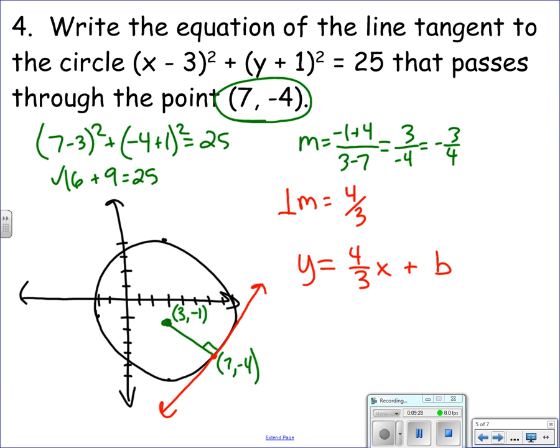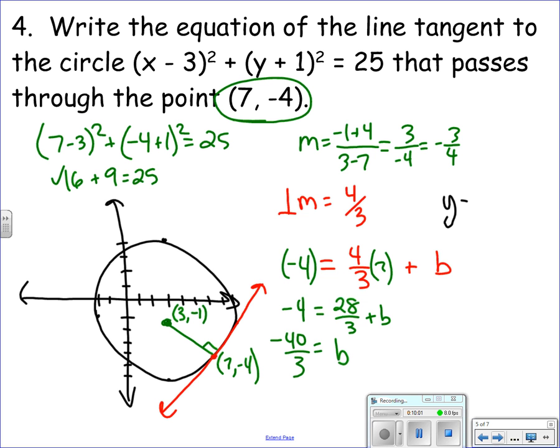Now what is x and y? That's why I drew the picture. What point are they going through? They're going through the point (7, -4). So plug that in. 7 for x, -4 for y. So I have -4 equals 28/3 plus b. When I subtract, b ends up being -40/3. So then I need to write the equation. y equals m, 4/3 x minus 40 over 3.